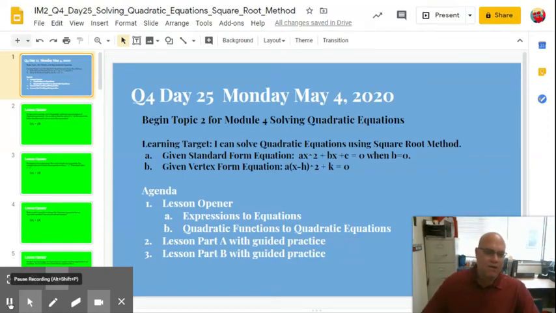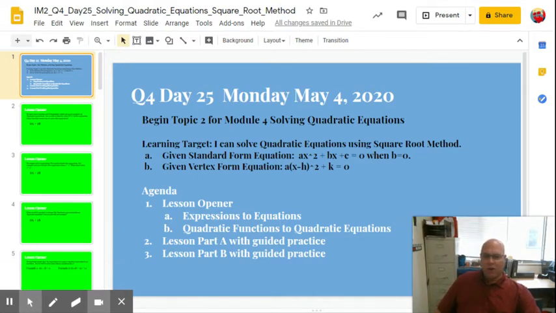Today we are going to begin our last unit of study. It's Module 4, Topic 2. We're going to be solving quadratic equations. So today's lesson, I have a lesson opener, pretty detailed. We're going to be talking about expressions versus equations. How can you turn an expression into an equation?